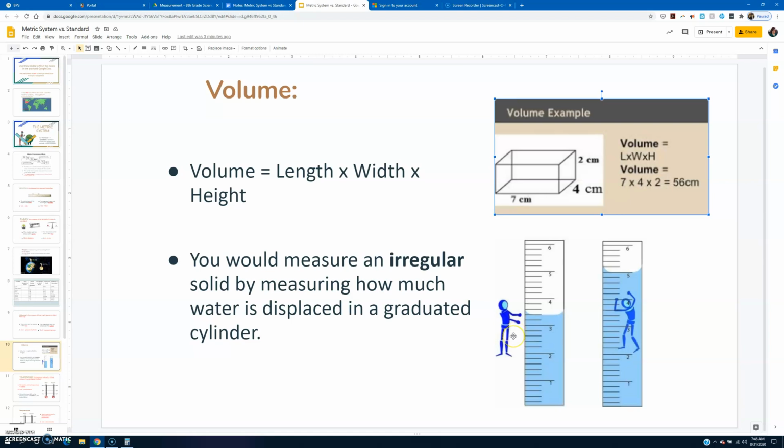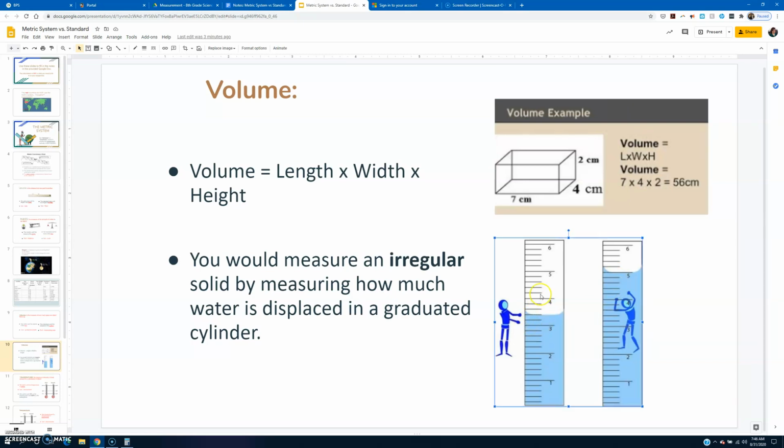So what you have to do is get a known volume of water, drop him in. This is a graduated cylinder. You're going to hopefully practice with this tomorrow. And you're going to measure the difference here. So I read the bottom of the meniscus. The meniscus is the curved line.